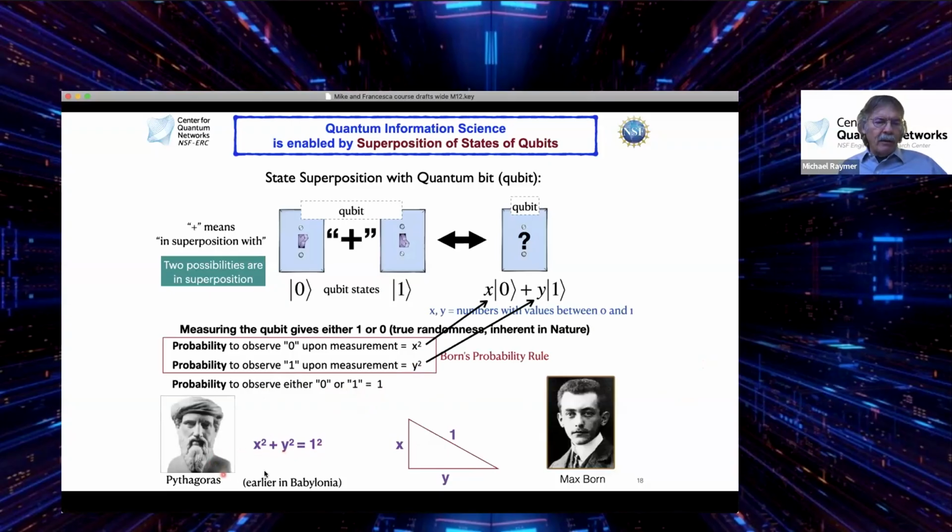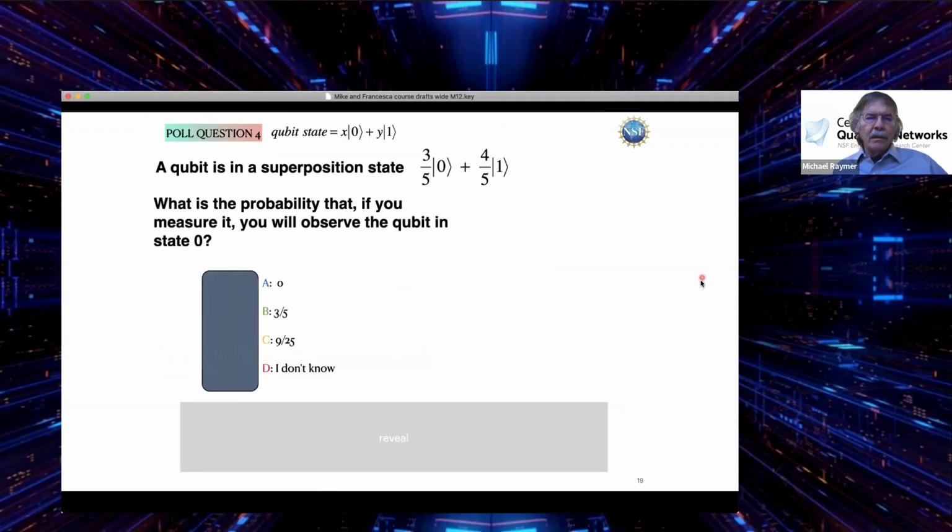And this actually goes back to Pythagoras, or even earlier in Babylonia. That's just the Pythagorean theorem for a triangle, where the hypotenuse length is 1 and the two sides have values x and y. And those x and y are these coefficients that are multiplied in front of these quantum state brackets. Okay, that's pretty much all the mathematics you have to know for this lecture.